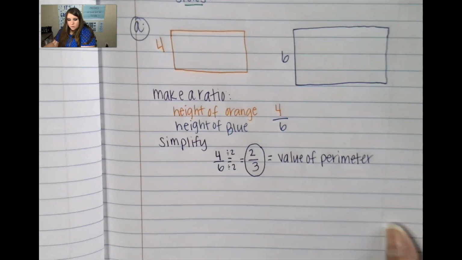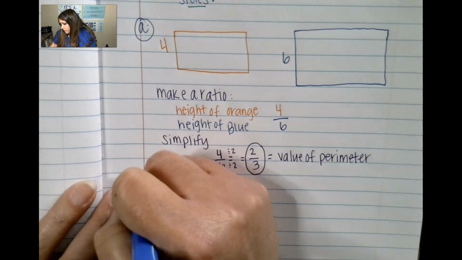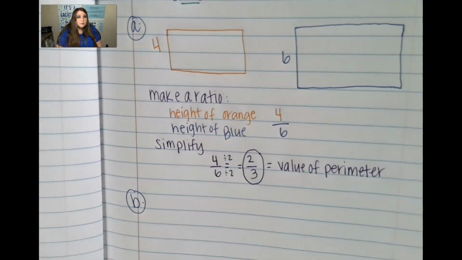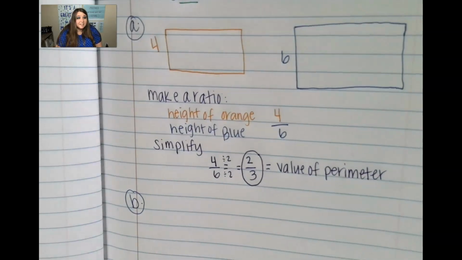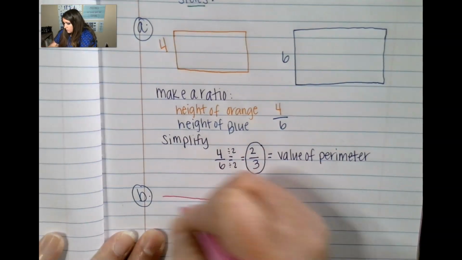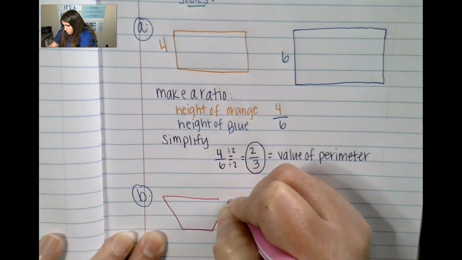Okay, let's do one more example of this, and then we're going to go on to area and then I'll give you your triads. So that's it. That's all you're looking for, is that little fraction right there to find the value of it. Okay, this one we're going to start out with trapezoids. Okay, so we have two trapezoids. They're very similar in their shape.